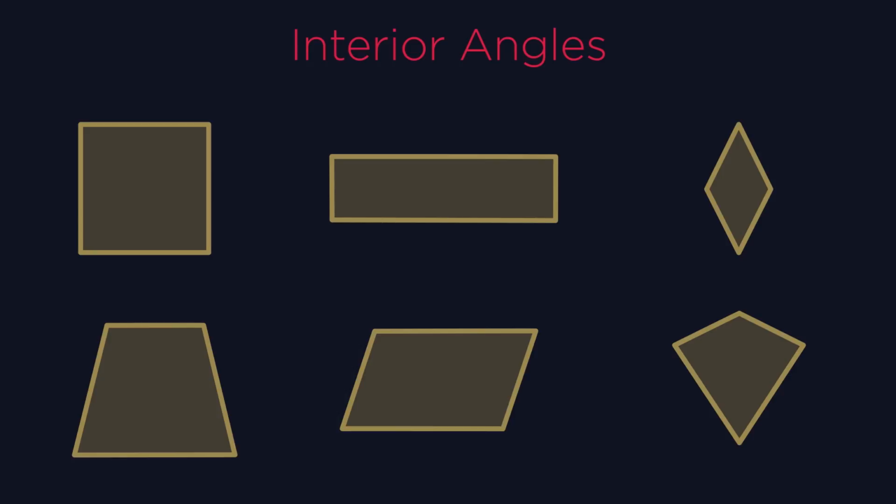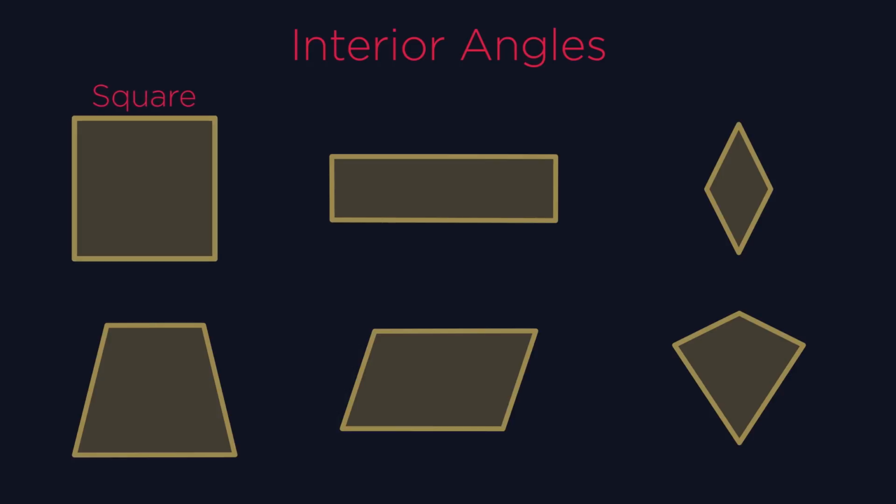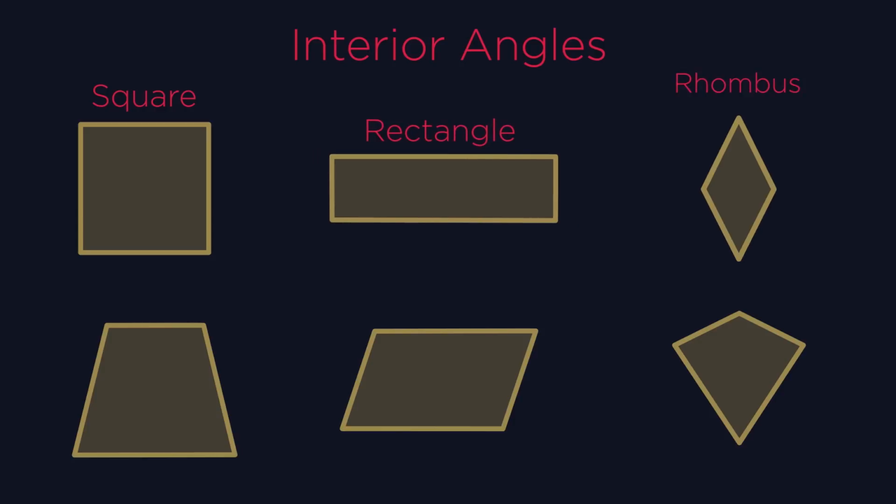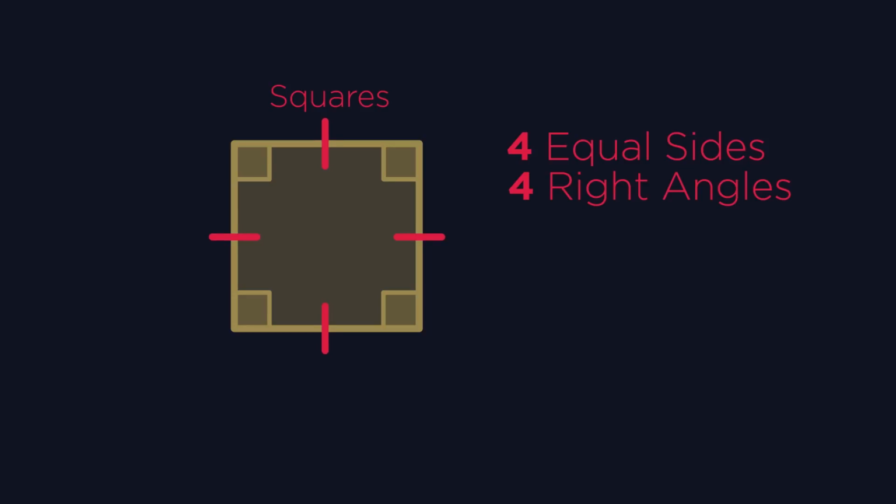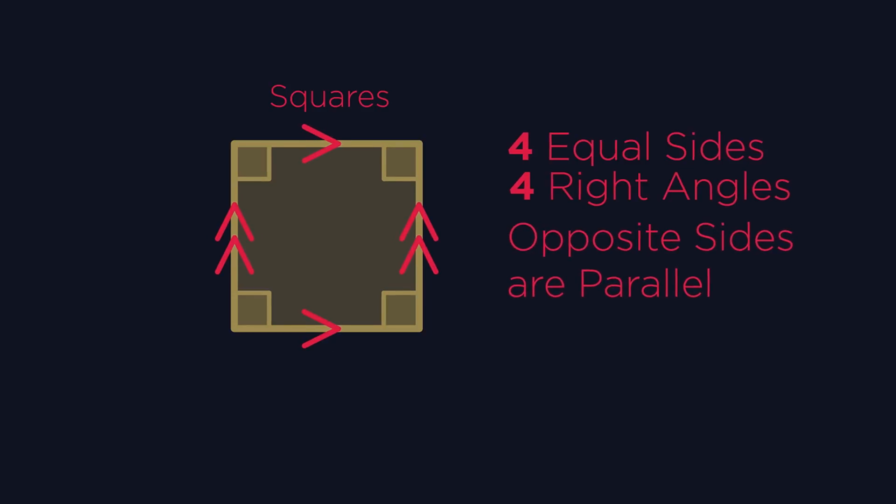Before we start, did you know that squares, rectangles and rhombuses are all types of parallelograms? So let's start at the top with the one you probably already know all about, squares. 4 equal sides, 4 right angles, and opposite sides are parallel.